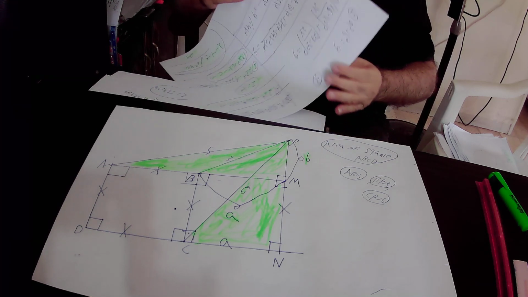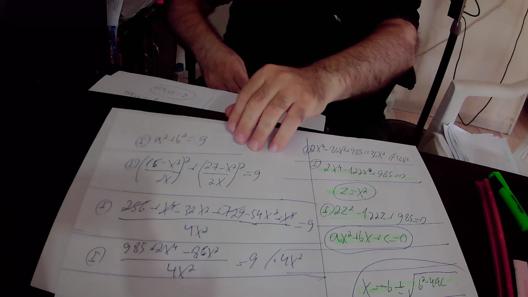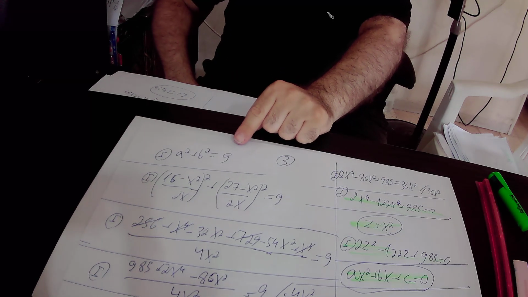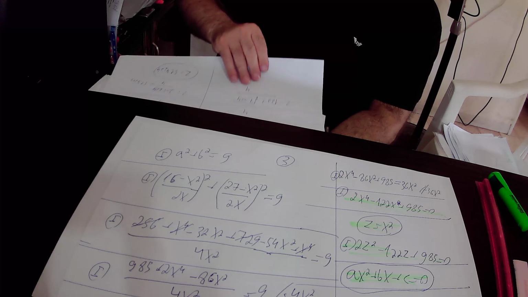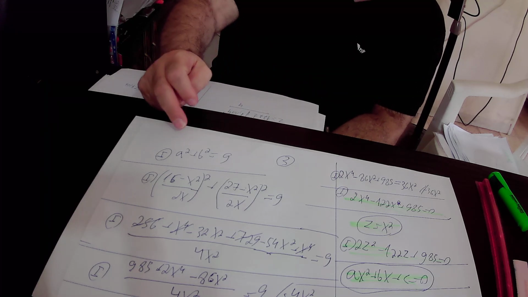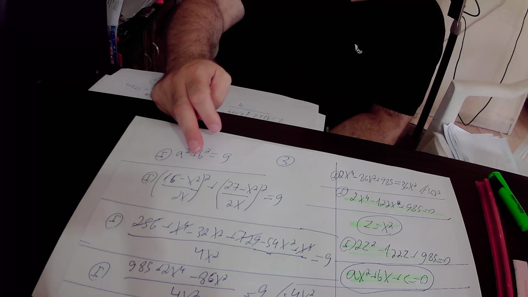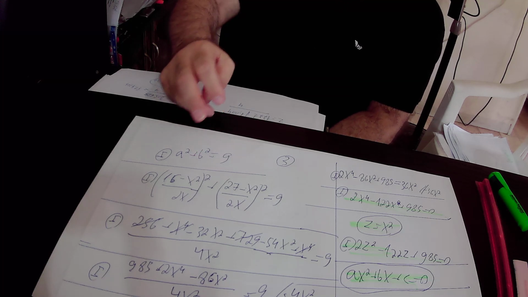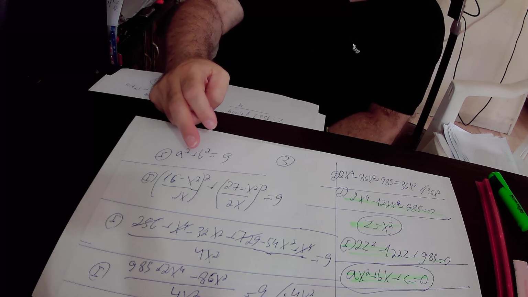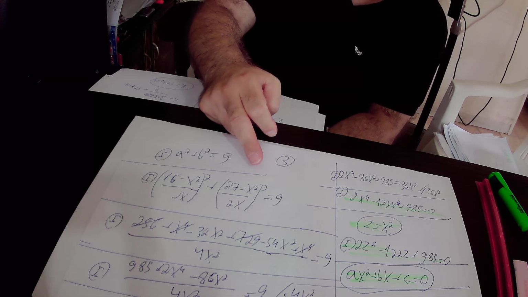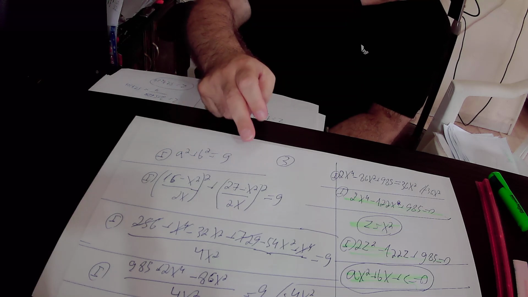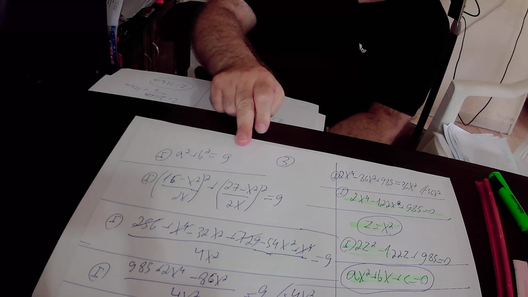And according to equation number 1, we've already found out that a squared plus b squared equals 9. a is equal to 16 minus x squared over 2x. If we square this expression, we get a squared. b is 27 minus x squared over 2x, so if we square this expression, we get b squared. So a squared plus b squared equals 9 according to equation number 1.